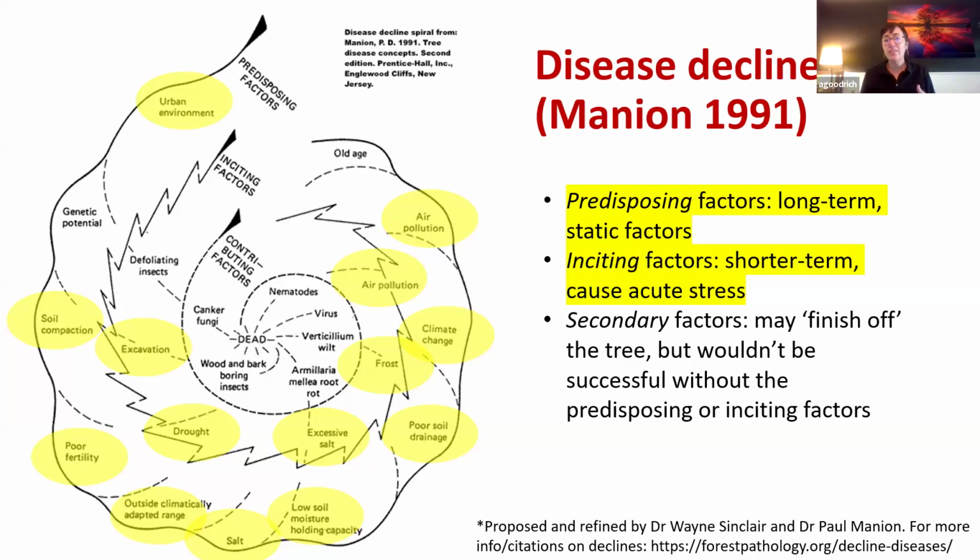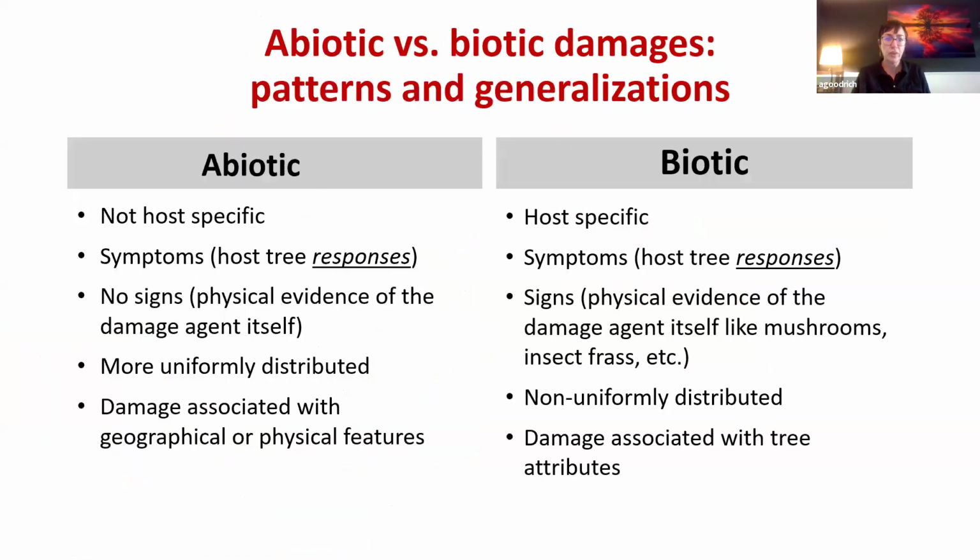And then those inciting factors are a little shorter term than that, but they cause acute stresses. So things like drought, multiple drought years, maybe a hailstorm, maybe a frost issue. Those are inciting factors. They're either 1-2 punches or 1-2-3 punches that cause more stress to that tree. And then those secondary or contributing factors are often those biotic damage agents that may finish off the tree. If they're not very aggressive, if they're just secondaries, they wouldn't be as successful without those predisposing or inciting factors causing stress on the tree as well.